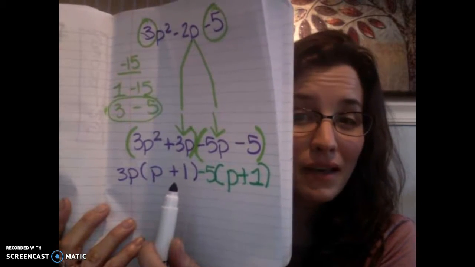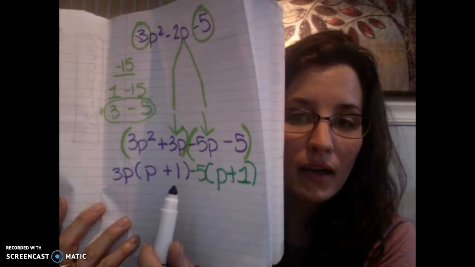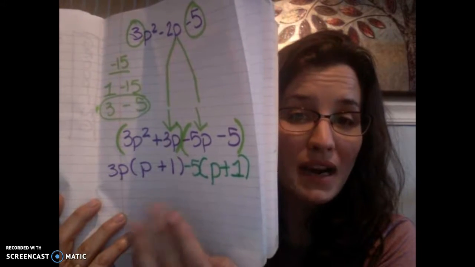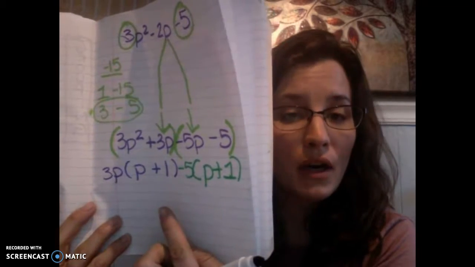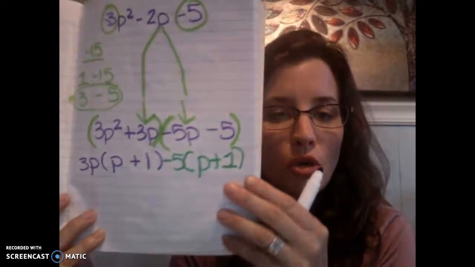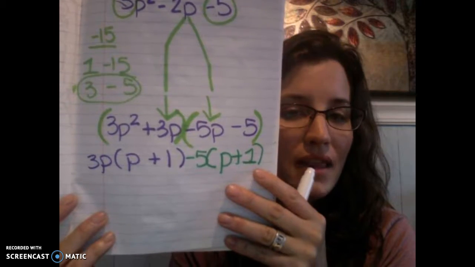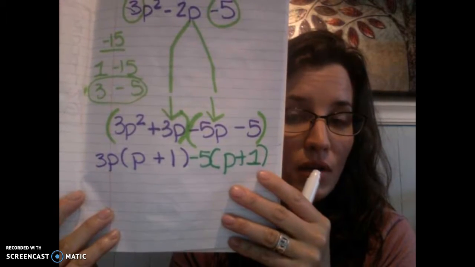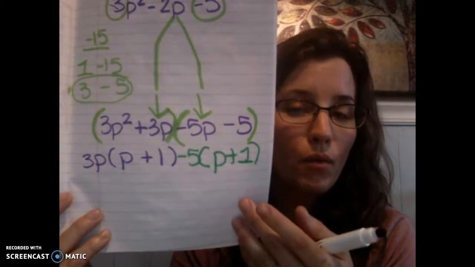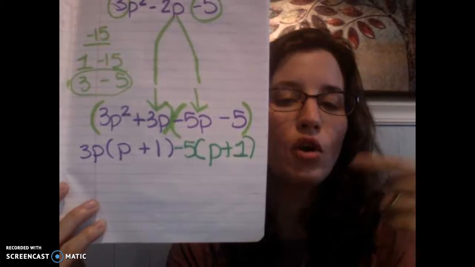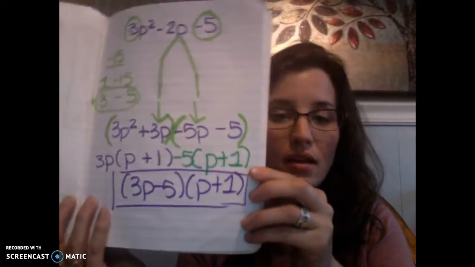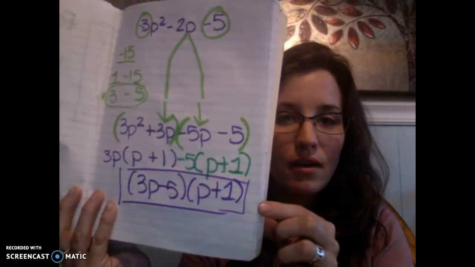If what's in the parentheses is different, you did something wrong. They should always be repeating. So I know one of my factors, or part of my answer, is p plus 1. The other binomial is 3p subtract 5. So whatever my greatest common factor was becomes one of my binomials, and the other one is whatever was in the parentheses. So my answer becomes 3p subtract 5 and p plus 1. And of course, you would want to go ahead and check with double distributing, but that's it.